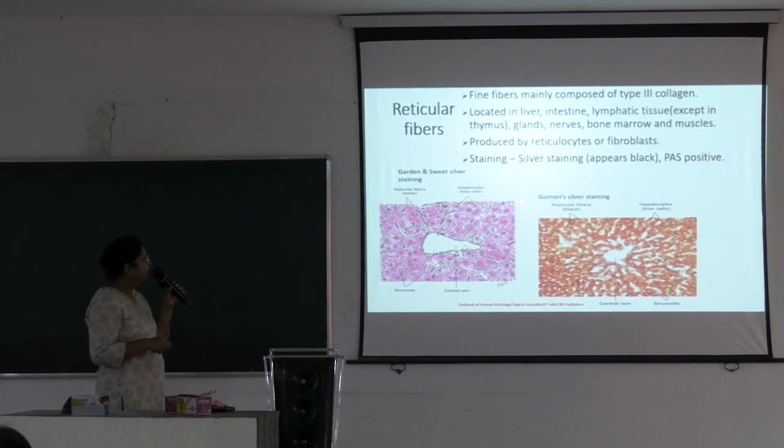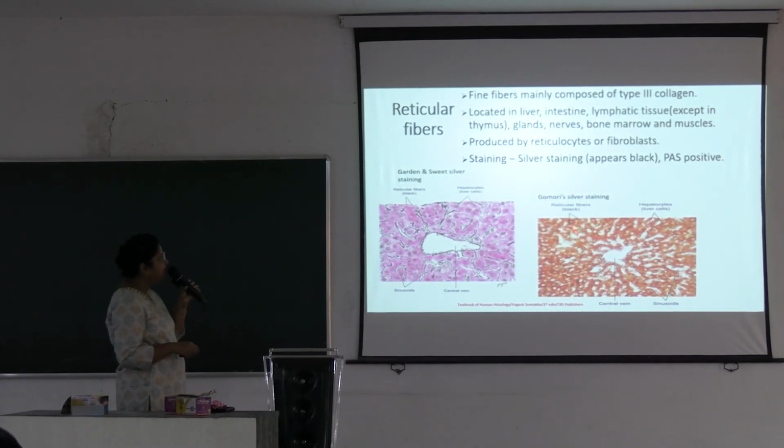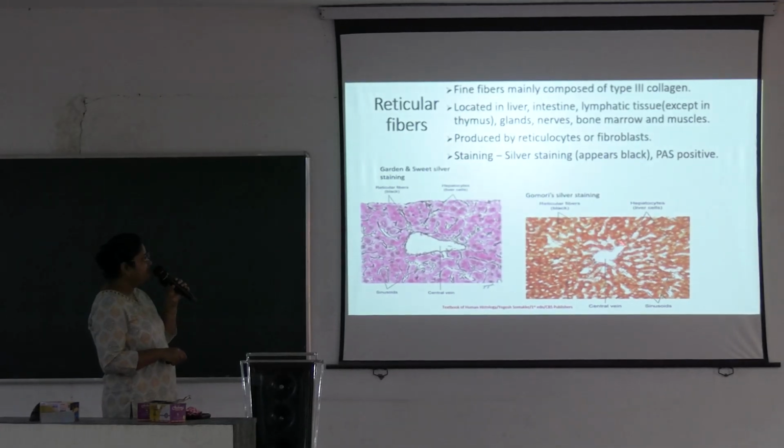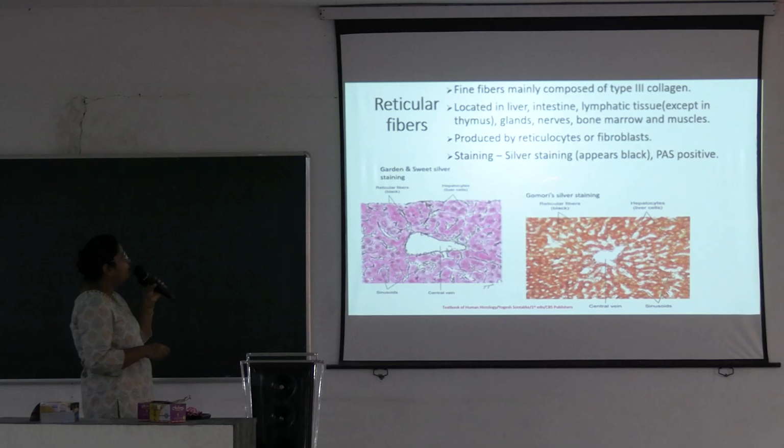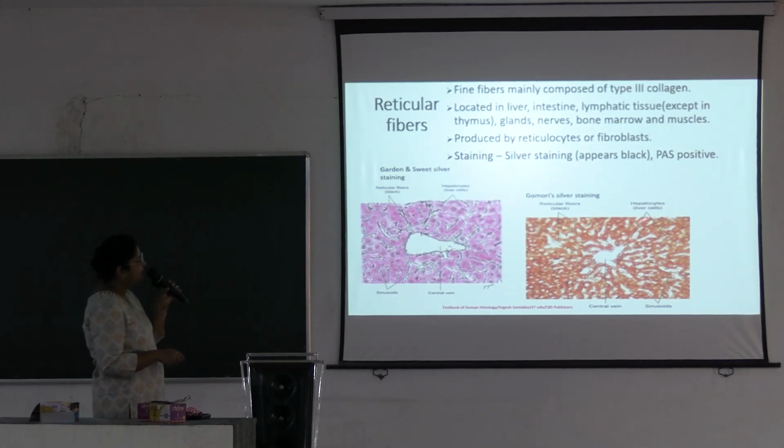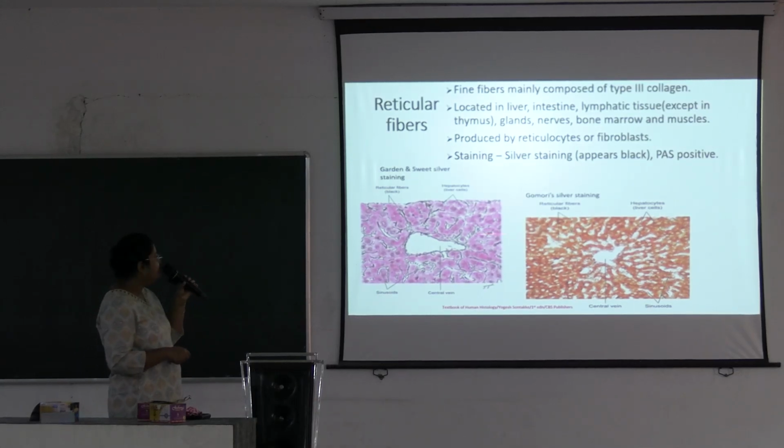And here also Gomori's silver staining has been done, and this is the central vein of the liver. From here cords of cells are present. In between the cords there are sinusoids. Okay, and in between the cells the black colored fibers you can see, these are the reticular fibers. Okay, and here in Gomori's silver staining, hepatocytes are taking orange staining, and here the hepatocytes are taking pink staining. Okay.